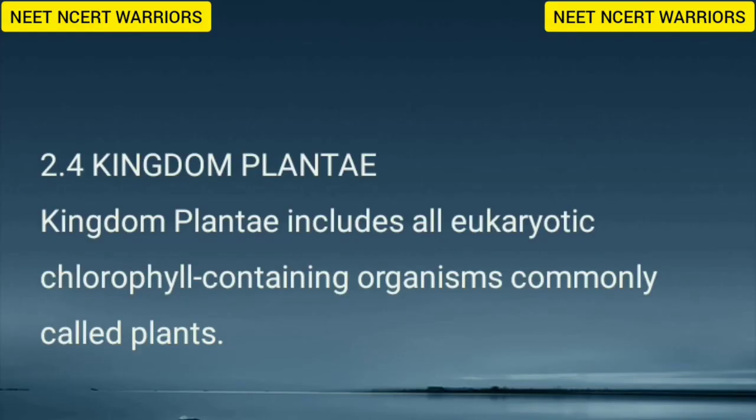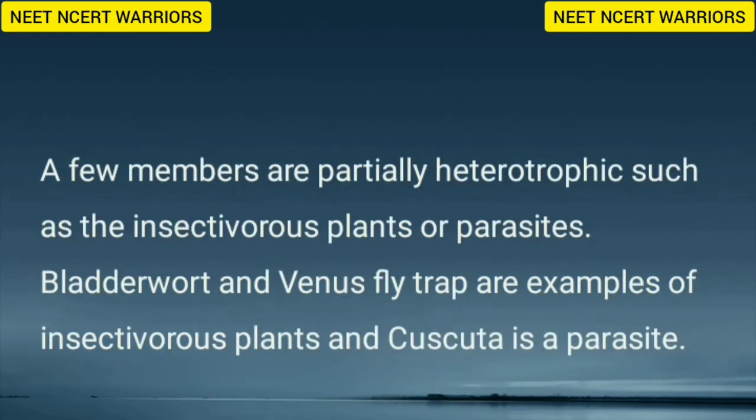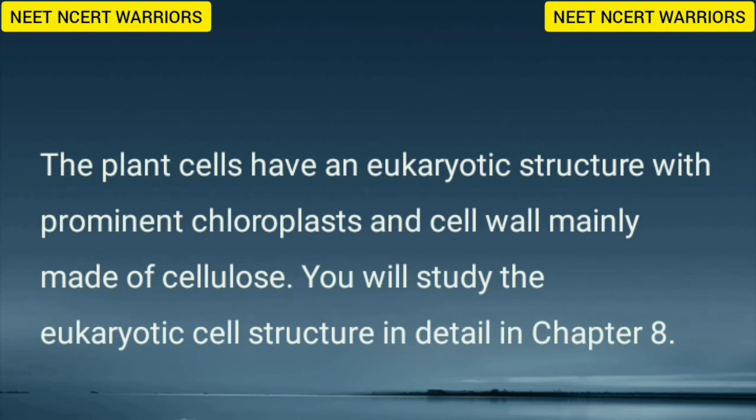Topic: Kingdom Plantae. Kingdom Plantae includes all eukaryotic chlorophyll-containing organisms commonly called plants. A few members are partially heterotrophic, such as the insectivorous plants or parasites. Bladderwort and Venus flytrap are examples of insectivorous plants, and Cuscuta is a parasite. The plant cells have a eukaryotic structure with prominent chloroplasts and a cell wall mainly made of cellulose. You will study the eukaryotic cell structure in detail in Chapter 8.